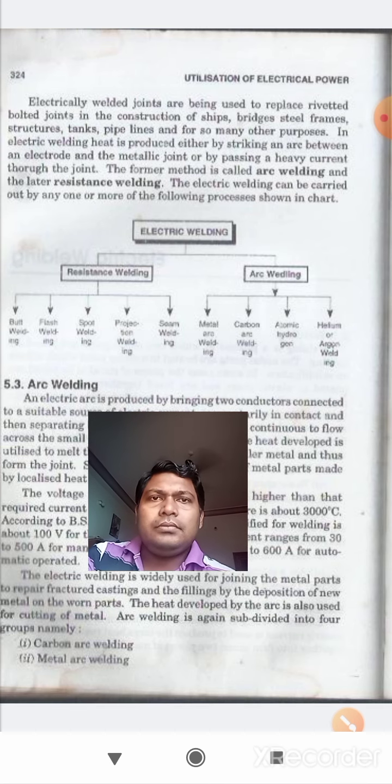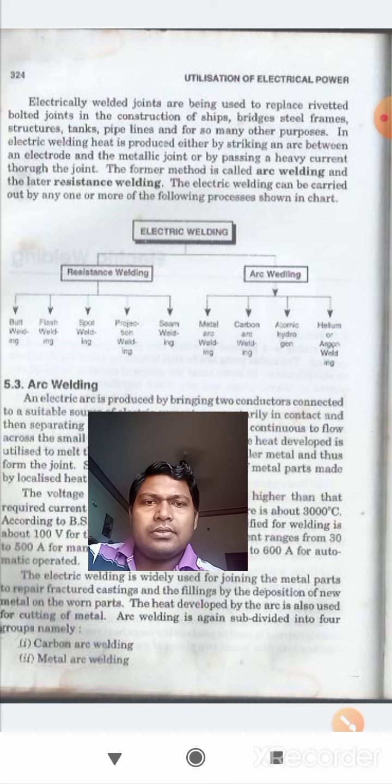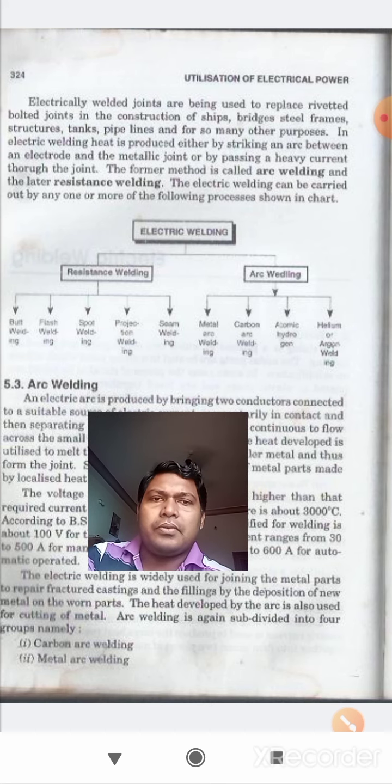So they are also used in bridges, steel frames, structures, tanks, pipelines, and for so many other purposes. Pipelines for drinking water also prefer this type of electrical joint. You will also find it in the application of bridges, steel frames, and structures. So these are the places where electrical welding is preferred.